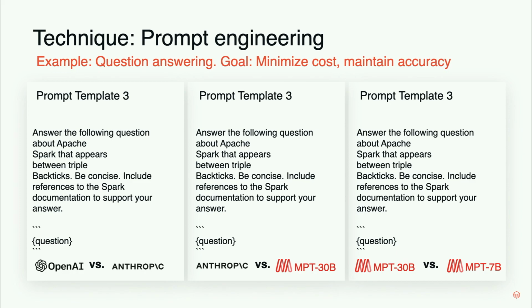For example, I could try a large open source model, MPT, with 30 billion parameters and see if that performs well, and move into smaller and smaller models until I find an optimal point where I'm maintaining my level of accuracy while minimizing cost. Now, you might have to make certain changes to your prompt and instruction set in order to make this work in practice, but they're typically somewhat minimal.